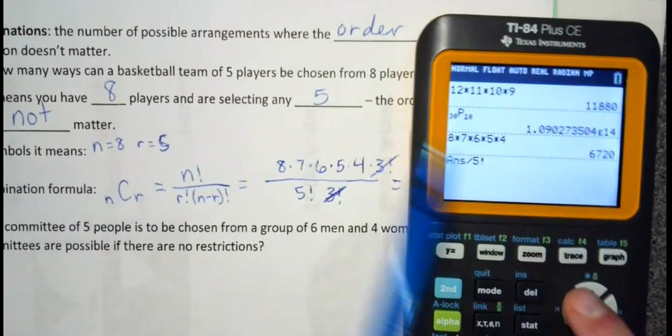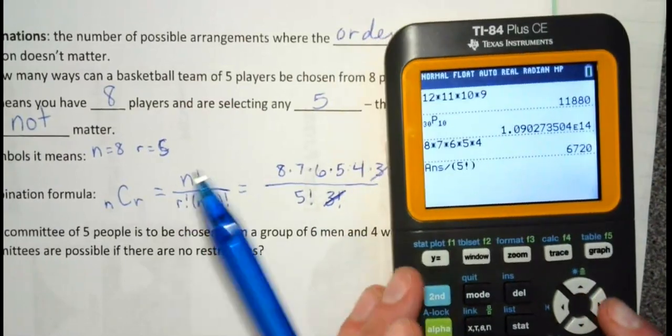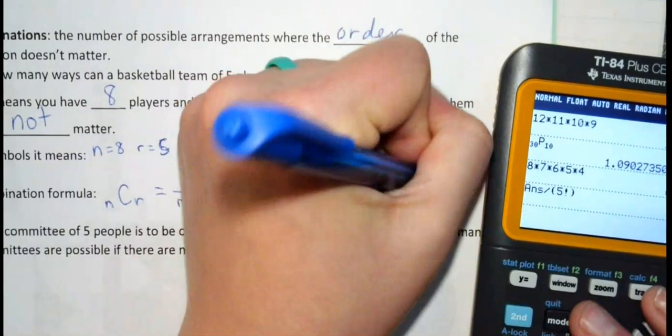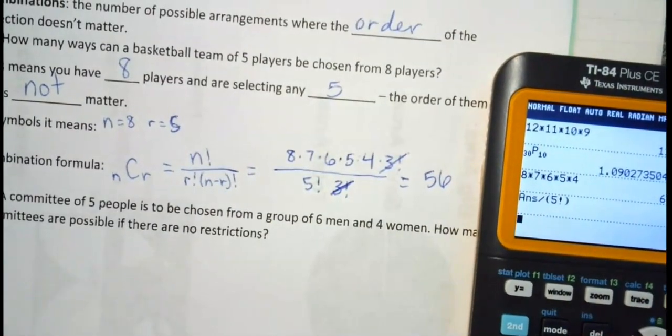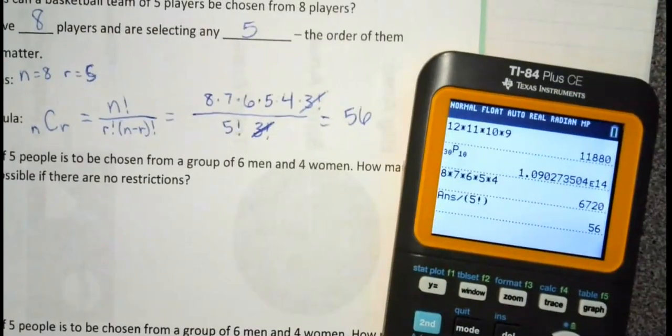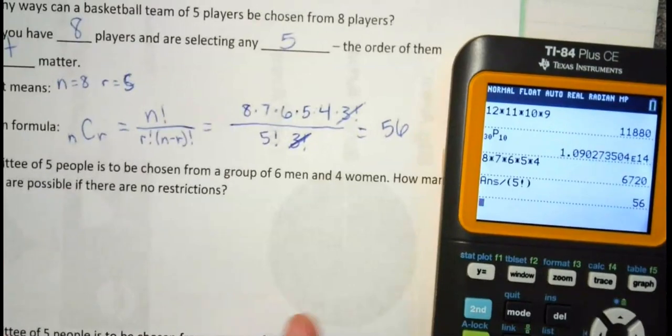So we're going to take that number, divide it by 5 factorial, but I think this needs to be in parentheses or it won't do that correctly. And I'm going to get 56. Okay. It did work with that? Okay, good. So it's 56, but let's just let the calculator do it for us.